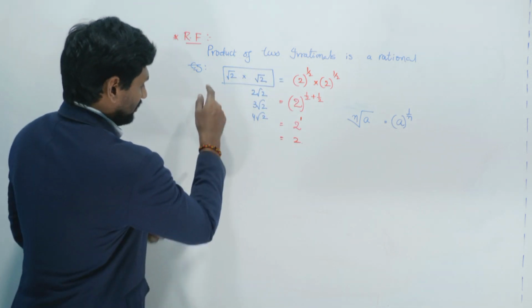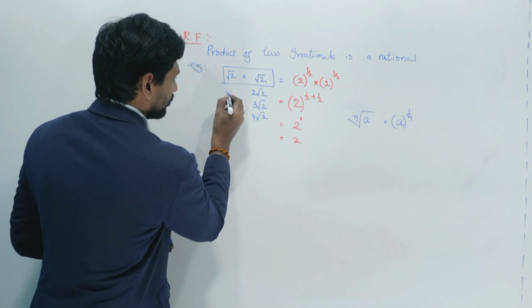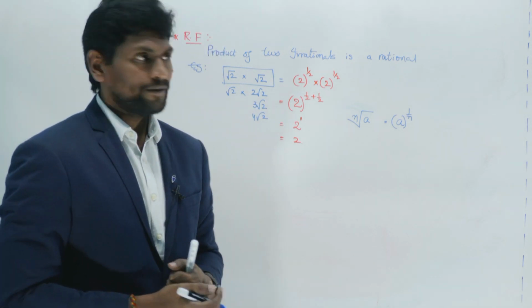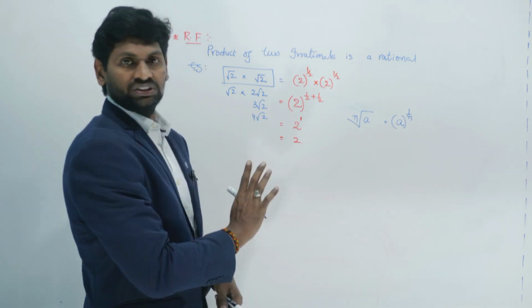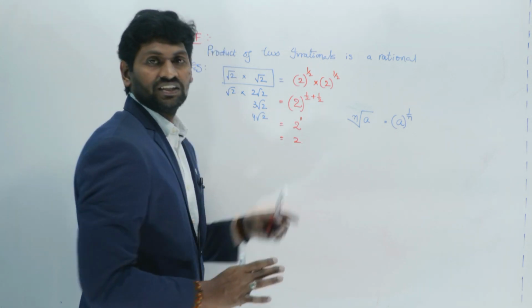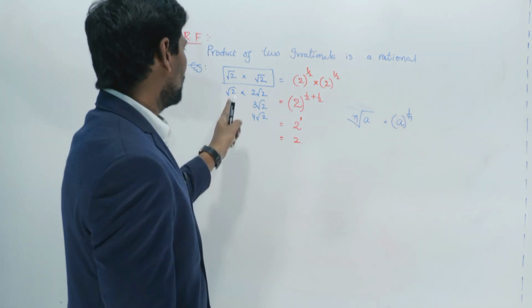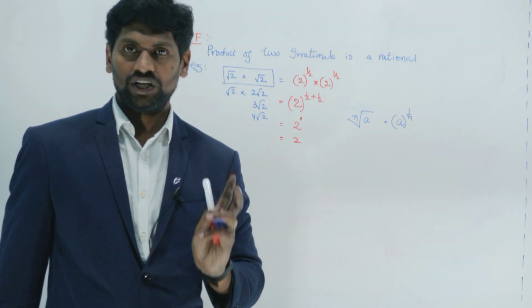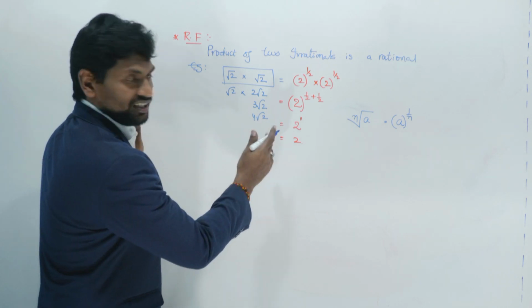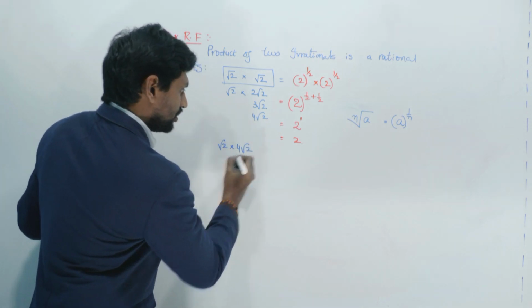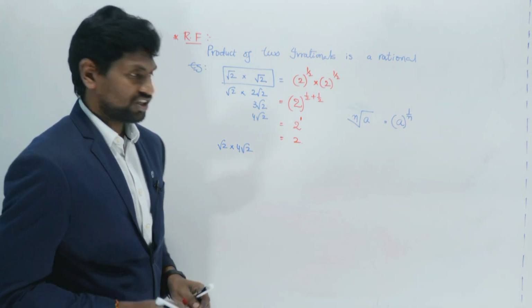In the same way, you can multiply root 2 with 2 root 2 also, and it will also give a rational number. Root 2 into 3 root 2, 4 root 2, 5 root 2, like that. So many rationalizing factors exist for root 2. Clear? Let us check root 2 into 4 root 2. Is it possible or not?